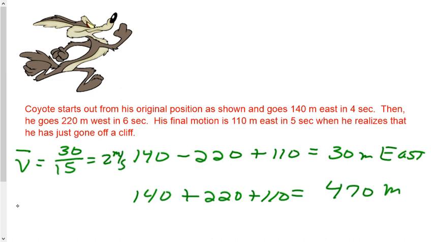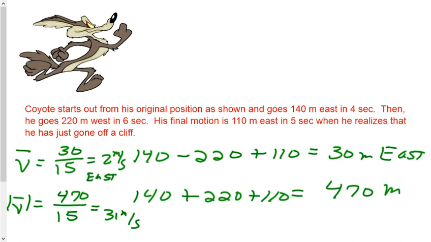What about the average speed? I'm going to use this as my notation for average speed, the absolute value of velocity. I will take my total distance traveled and divide it by my time. That's going to come out to be 31 meters per second. Now this one here, the velocity, needs a label, and we'll label that east. Our speed does not need a label at all, because that one has no direction associated with it. So we see there's quite a difference between those calculations, the speed and the velocity.